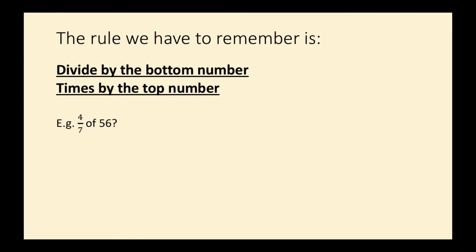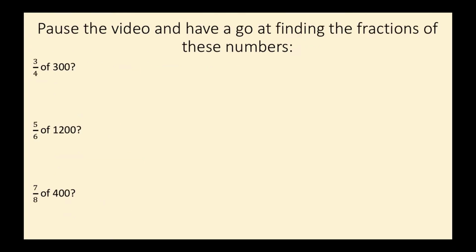Let's do another example. 4/7 of 56. So we need to do 56 divided by 7, which is 8, and then 8 times 4, which is 32. And that's our answer. 4/7 of 56 is 32. Pause the video and have a go at finding the fractions of these numbers.